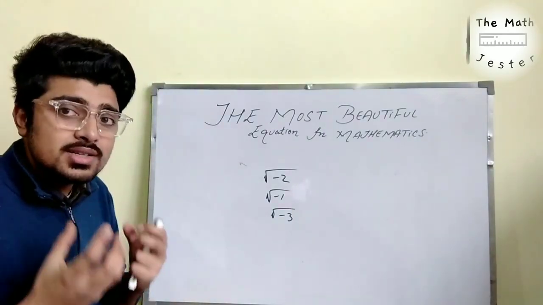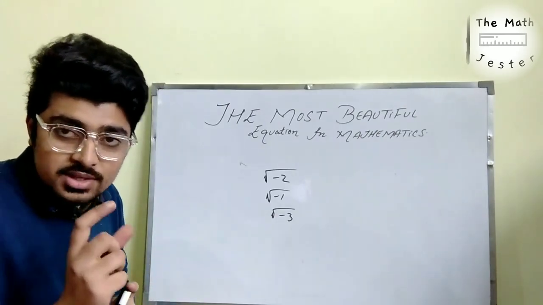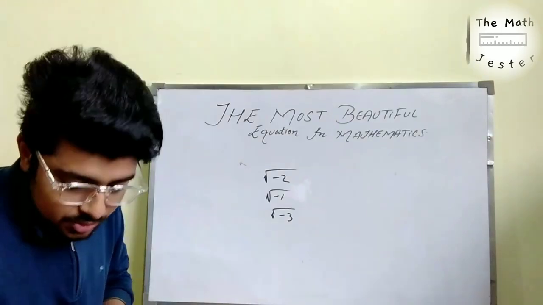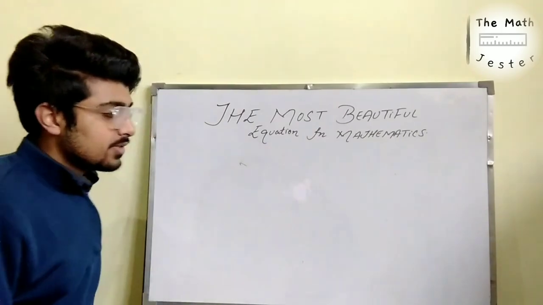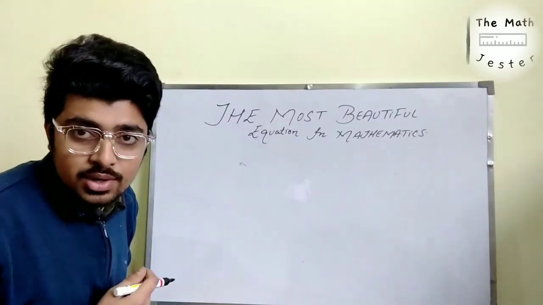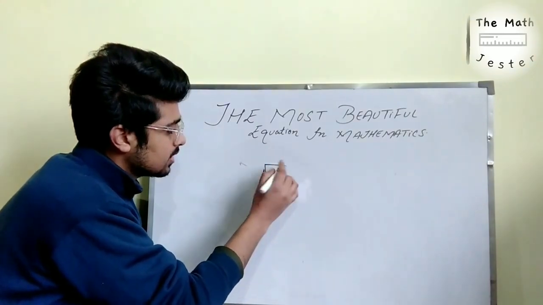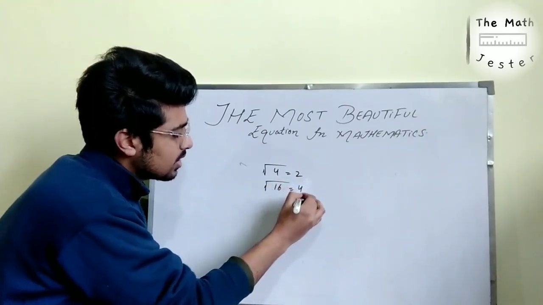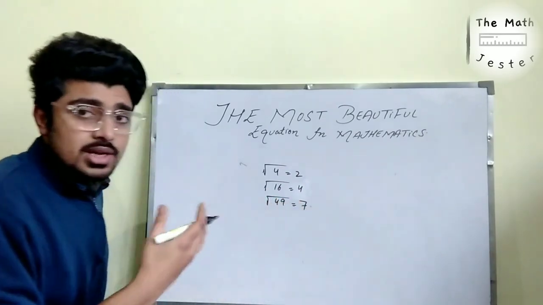So first of all, let us try to understand what actually under root of -1 is. Firstly we will see what under root of -1 is, then we will look at the most beautiful equation in mathematics. Okay, so let me clear this. So you know that if I give you any number like 4, and I tell you to find the square root of 4, you can easily find it. For example, you can write under root of 4 to be equal to 2, and root of 16 to be equal to 4, and similarly root of 49 to be equal to 7. So easily you can find it.